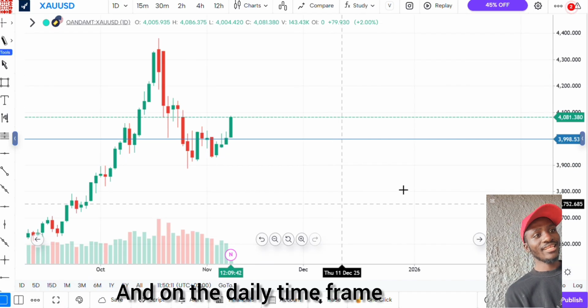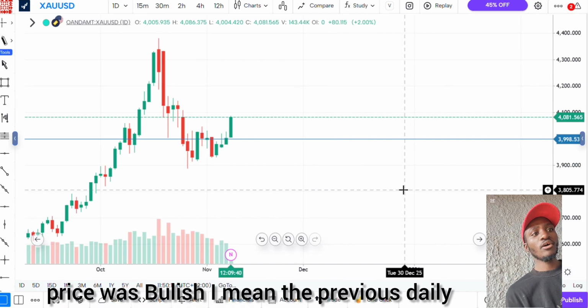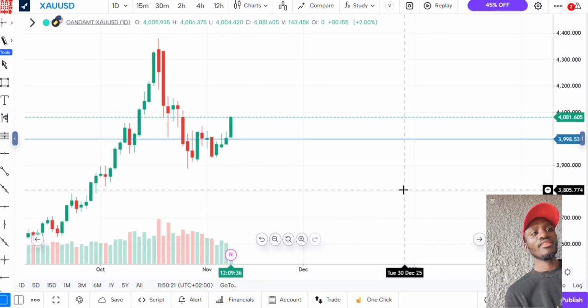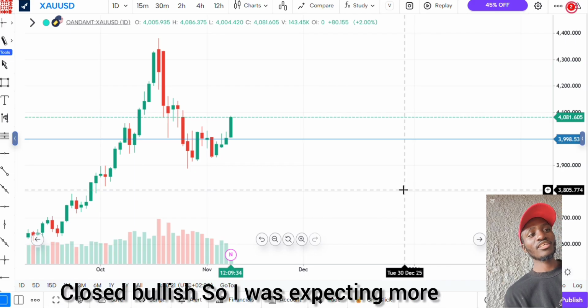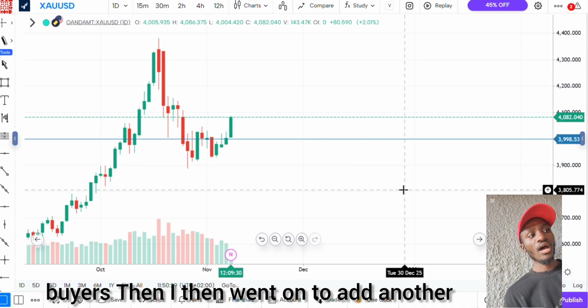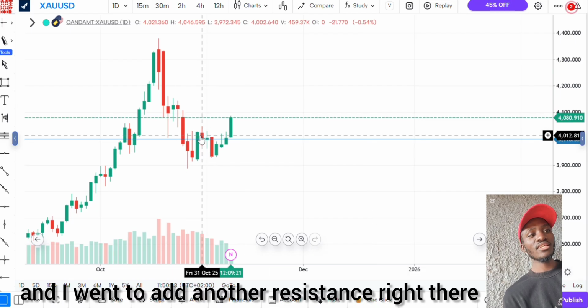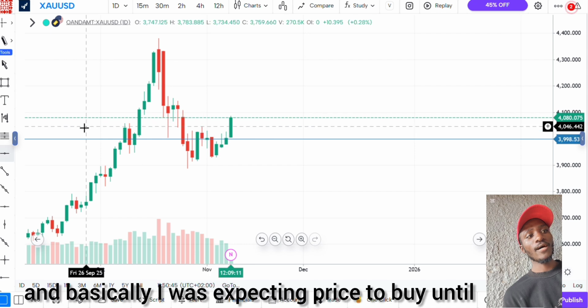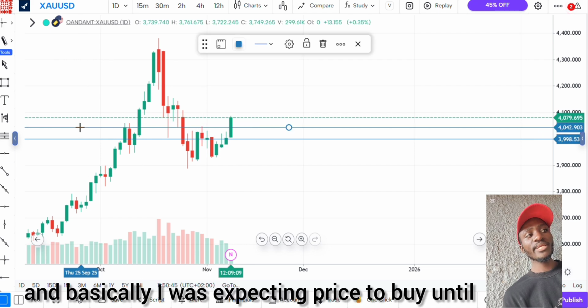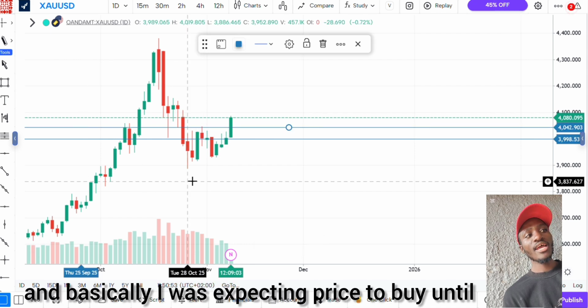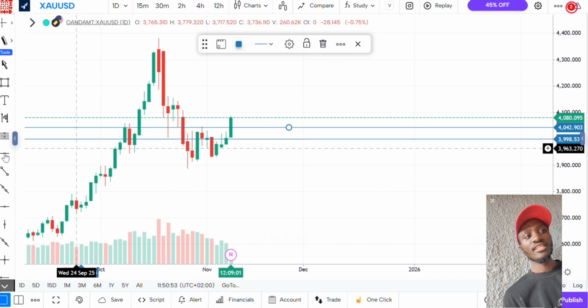And on the daily time frame, price was bullish. The previous daily candle closed bullish, and the previous daily candle from that closed bullish. So I was expecting more buyers. Then I went on to add another resistance right there, and another resistance right there, and basically I was expecting price to buy until these areas.